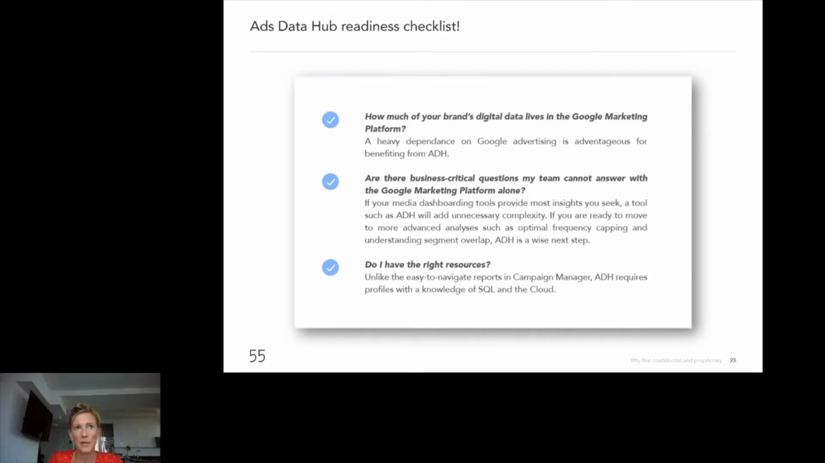Then you want to make sure that the pilot you're testing is something you can't actually measure using Campaign Manager or using the GMP stack as it is. So optimal frequency capping and segment overlap is great. ADH is awesome at that. Understanding frequency of ad exposure on a certain goal, that's great. ADH is great for that.